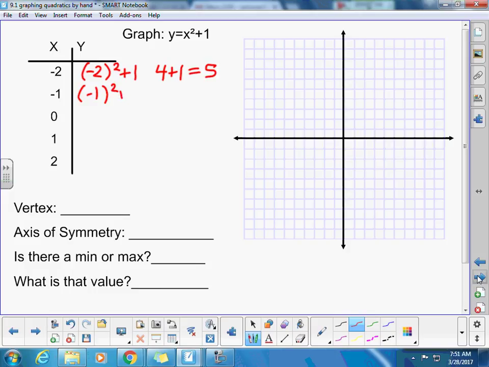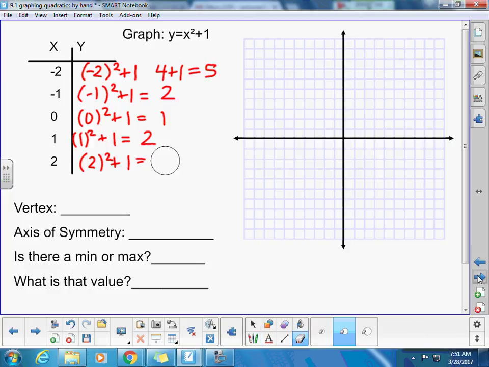-1 squared plus 1 equals 2. 0 squared plus 1 equals 1. 1 squared plus 1 equals 2. And 2 squared plus 1 equals 5. Excuse me, I guess I can't add 4 and 1.